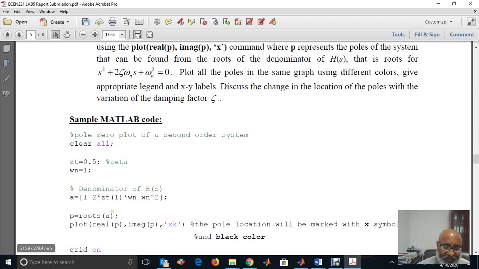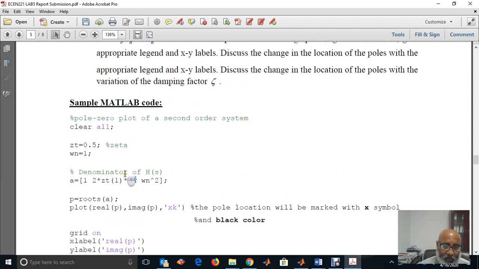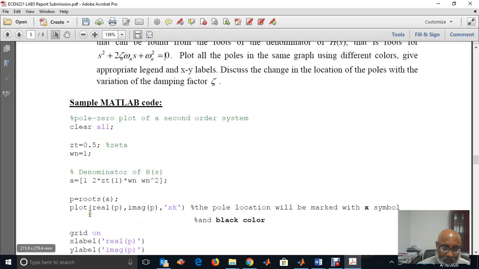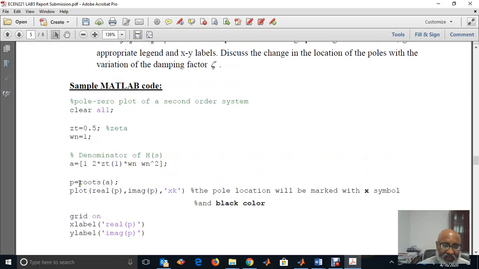So A is a vector consisting of the coefficients of s squared, s, and s to the power of 0. That's it. So it is, for example, here a row vector, 1 by 3. Then we find the roots of the polynomial function. This is how we find it in MATLAB, using a function called roots. We just give the vector A and we find the roots of A, and I will find P.